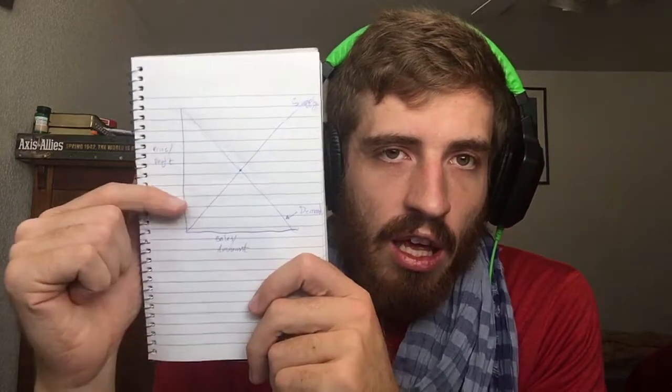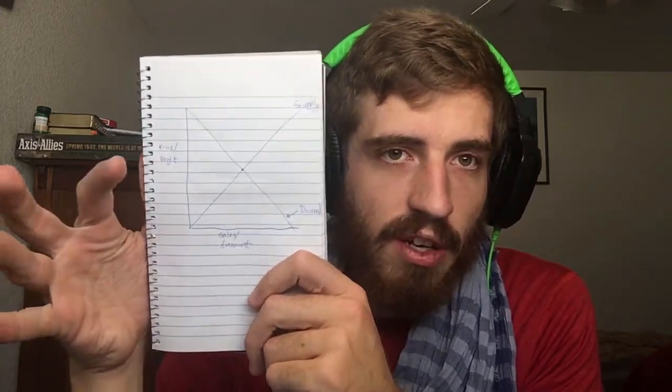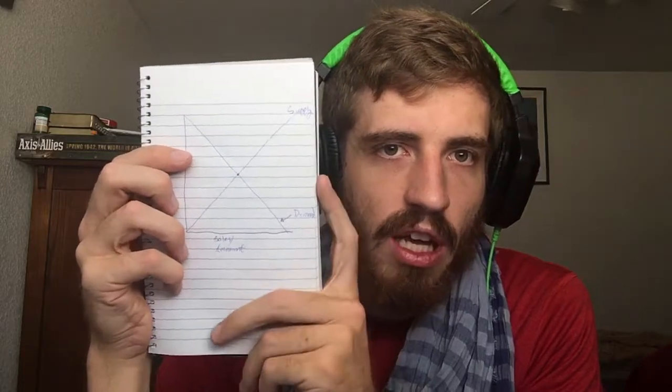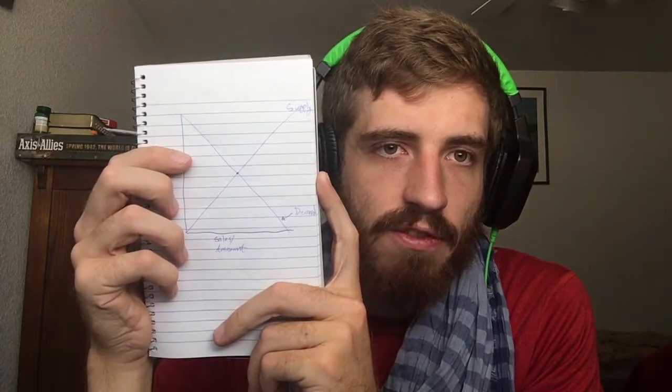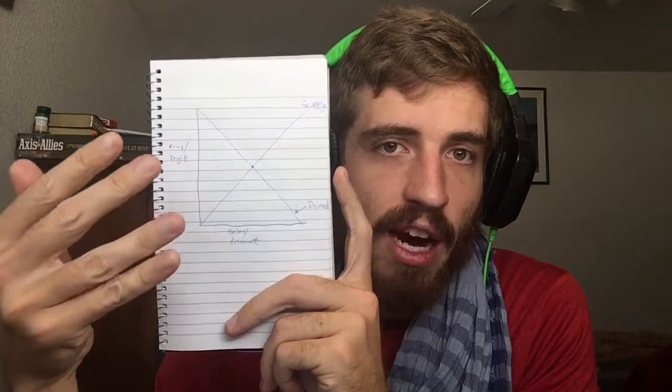Okay, so there's a few terms we have to understand. There are 4 things that can happen in the graph.